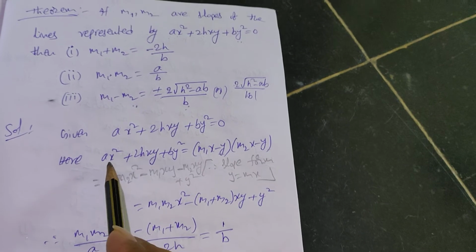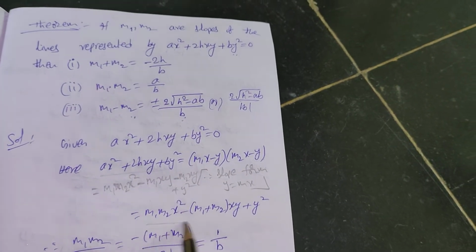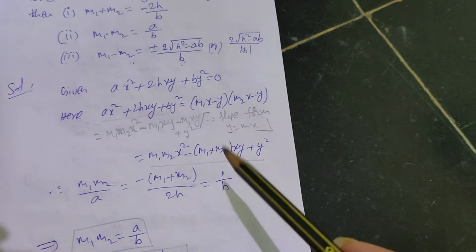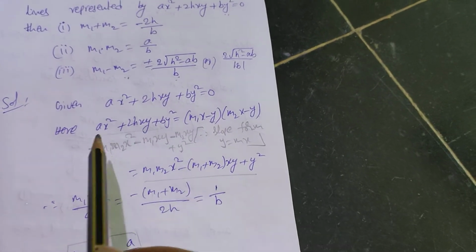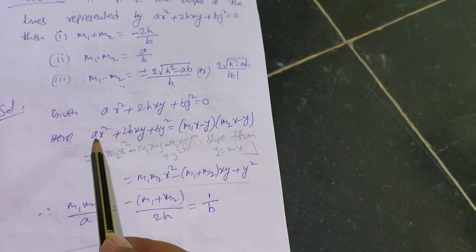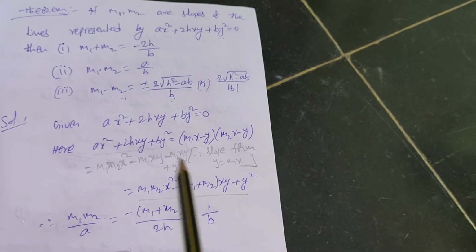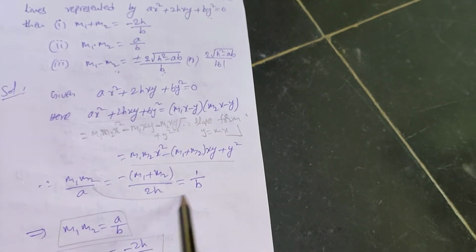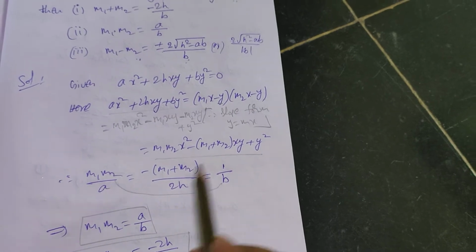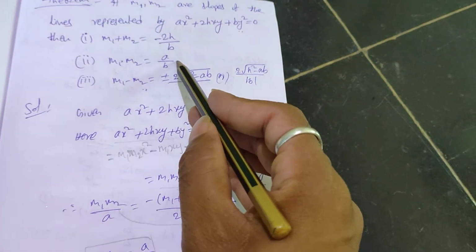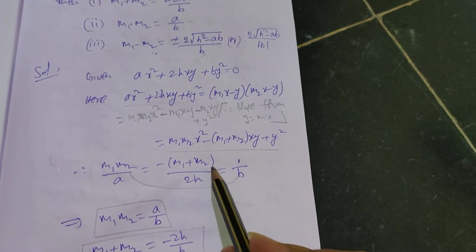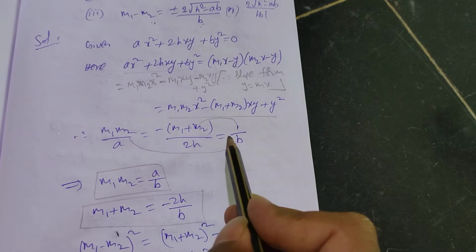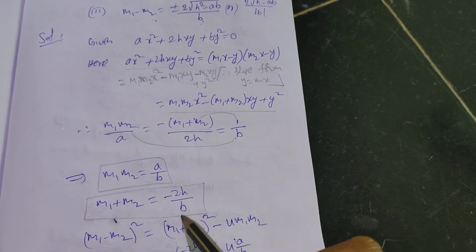So this equation and the given equation represent the same lines. Representing the same means their coefficients are in the same ratio: m1m2 by a is equal to minus (m1 + m2) by 2h, which is equal to 1 by b. If you equate these, you get m1m2 = a by b. If you equate these two, you get the sum of the slopes: m1 + m2 is equal to minus 2h by b.